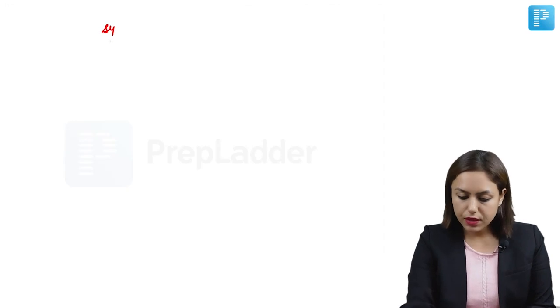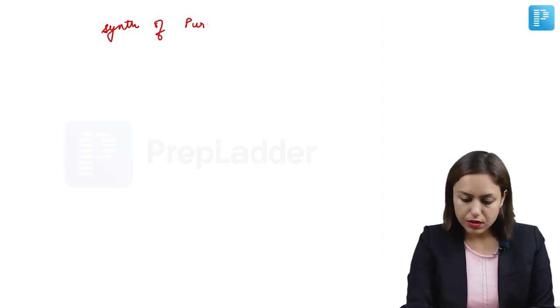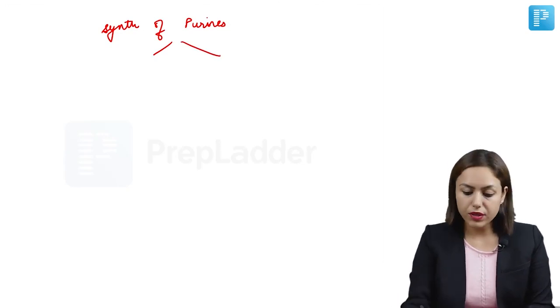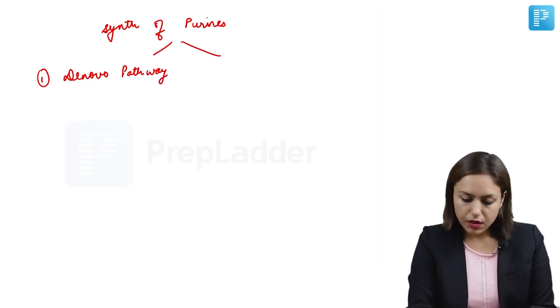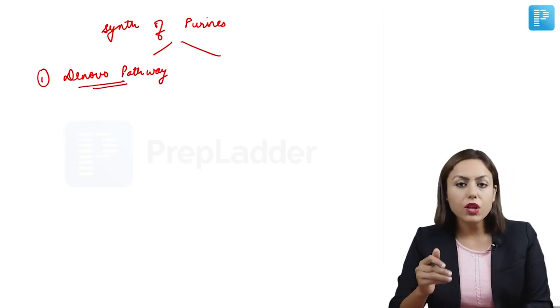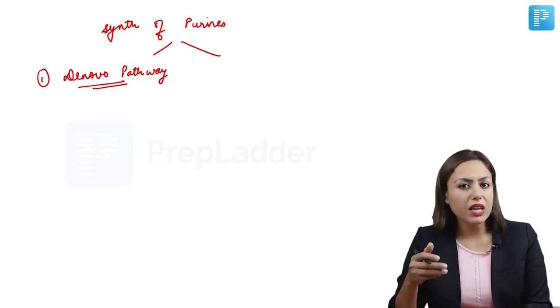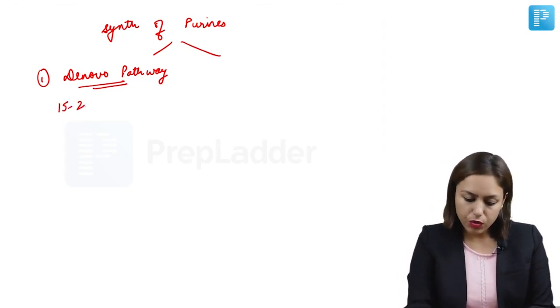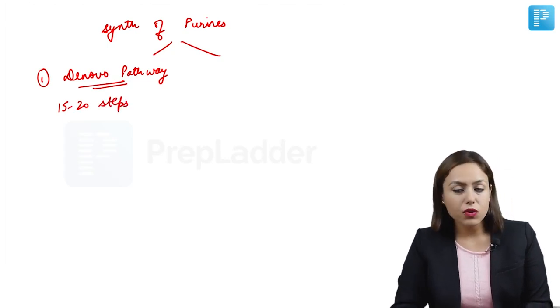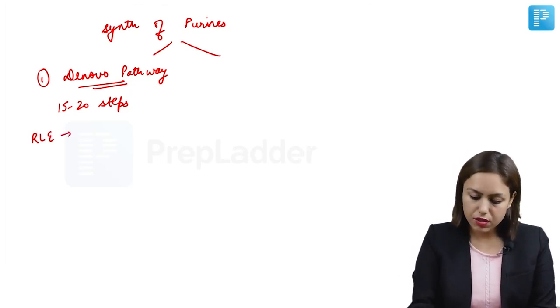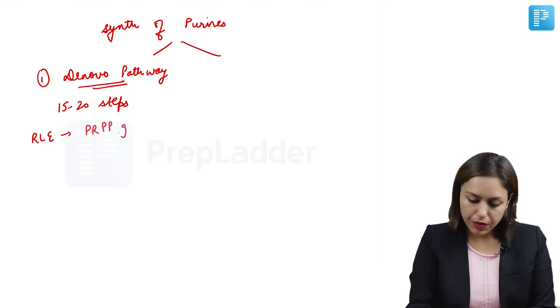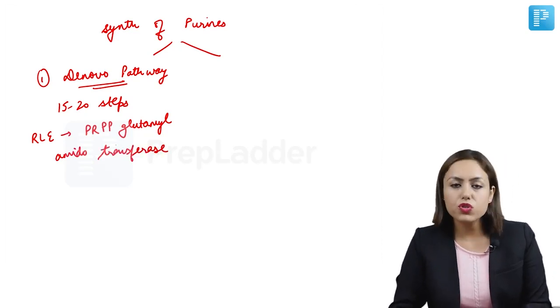Then next is synthesis of purines. There are two pathways. One is the de novo pathway, starting from taking each and every raw material one by one. So it is a very lengthy pathway. 15 to 20 steps will occur. It is a high energy consuming pathway. And the rate limiting enzyme of this pathway is PRPP glutamyl amidotransferase. Okay, so this is the de novo pathway.